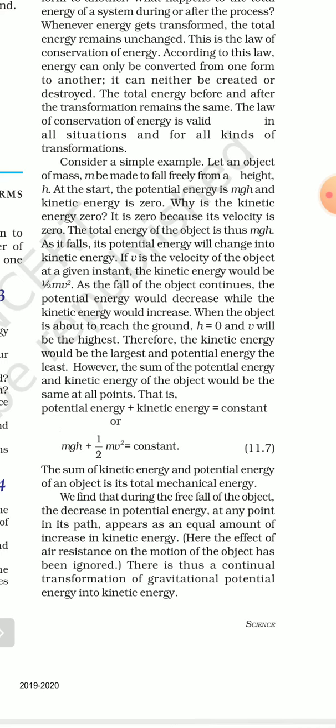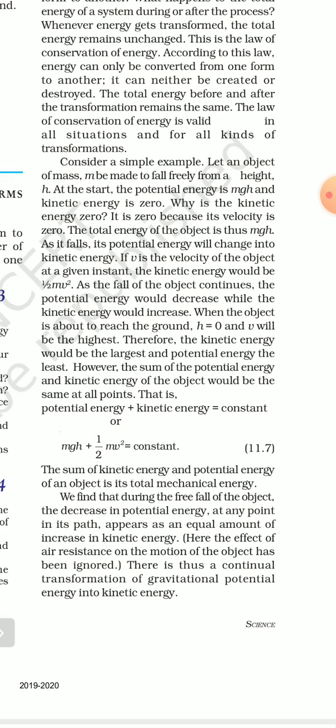Consider an example. Let an object of mass m fall freely from the height h. At the start, the potential energy is mgh and the kinetic energy is 0. Why is the kinetic energy 0? It is 0 because its velocity is 0. The total energy of the object is thus mgh.